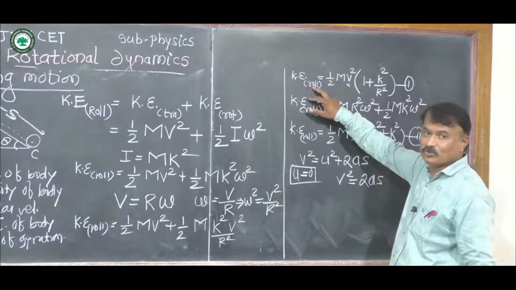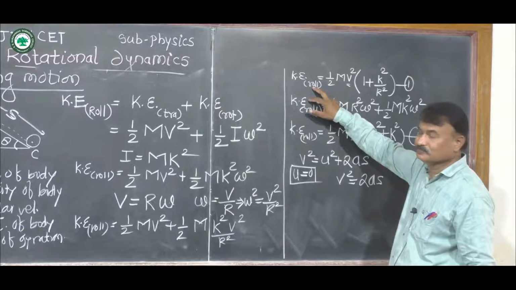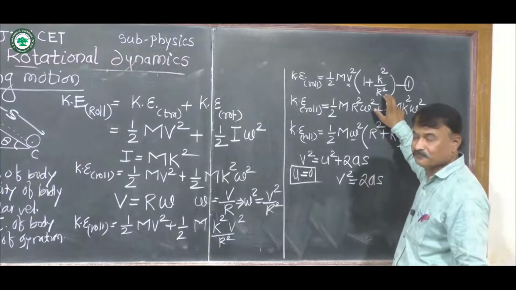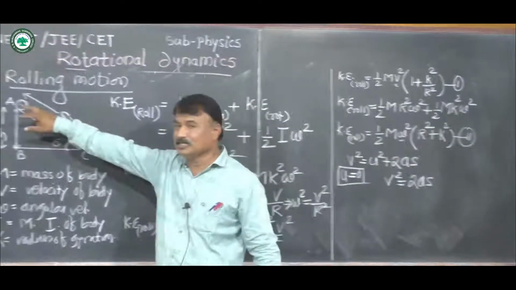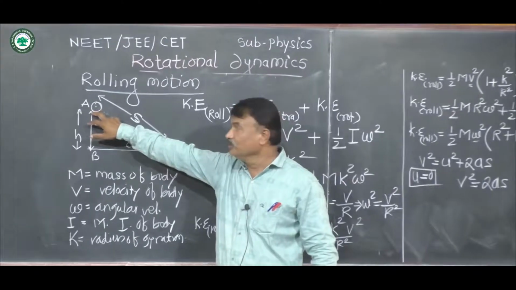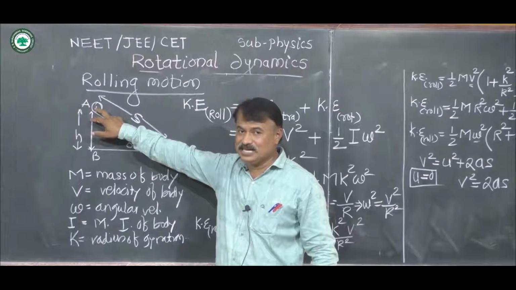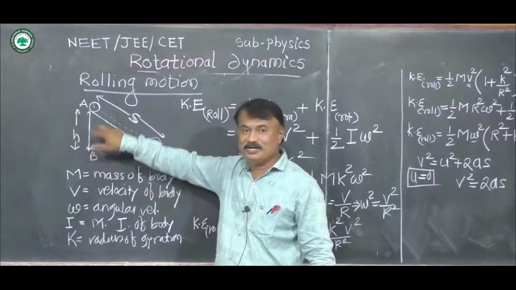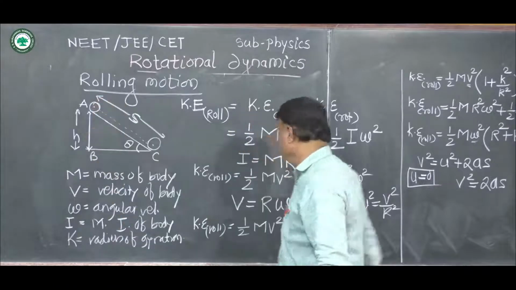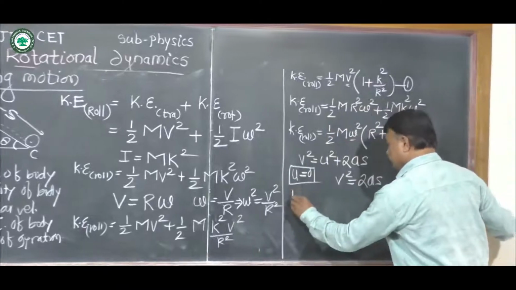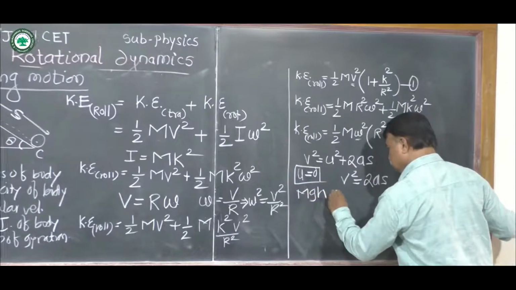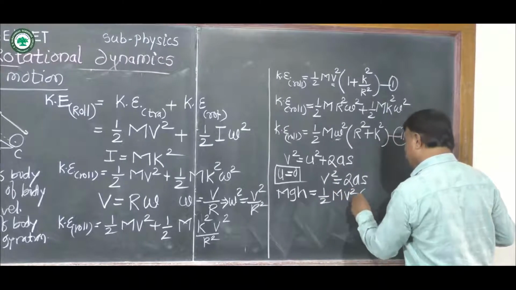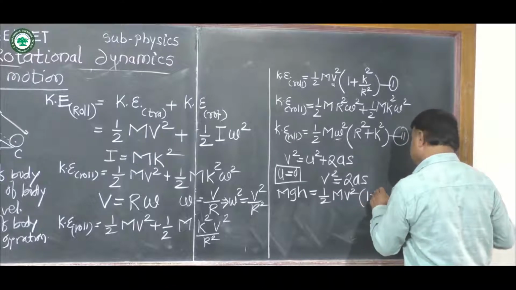Kinetic energy of a rolling body is equal to half mv square in bracket 1 plus k square upon r square. If the body is at this position, then its potential energy is equal to mgh, where m is the mass of that body, g is acceleration due to gravity, h is height from point B. Therefore we write mgh is equal to half mv square in bracket 1 plus k square upon r square.